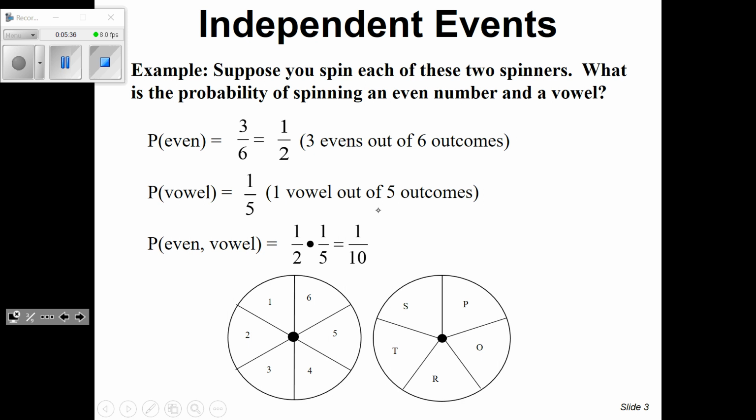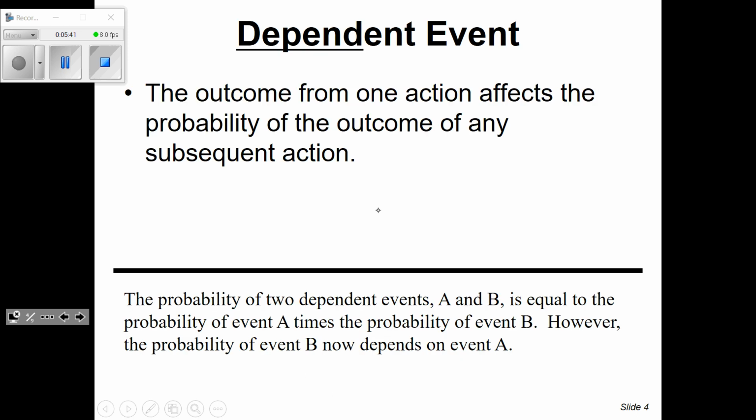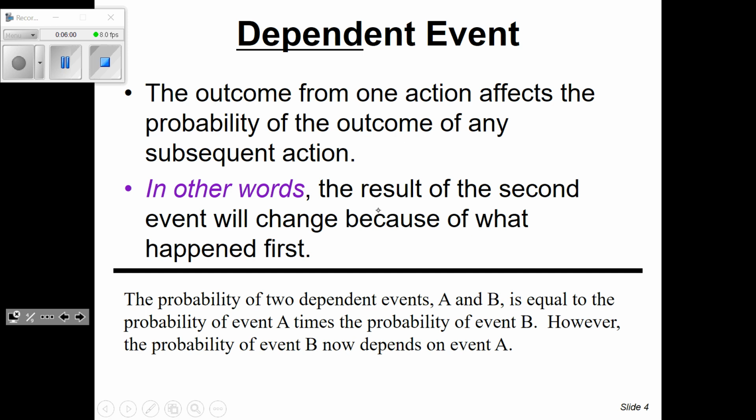So now let's talk about our dependent. So our definition for dependent is that this is the outcome from one action that will affect the probability of the outcome of some subsequent action. So this is what you'll copy onto those first set of lines there. And then it says, in other words, for that portion, you'll type what's after the blue here.